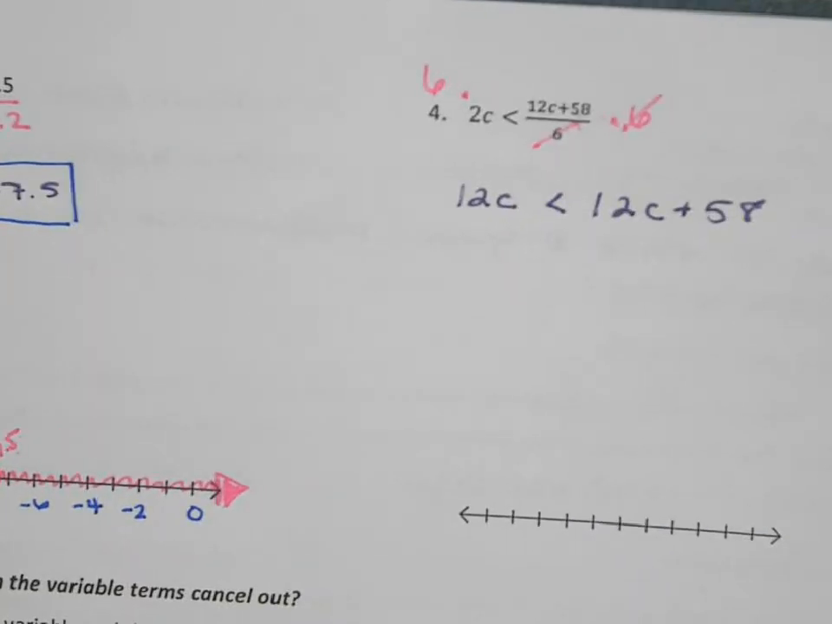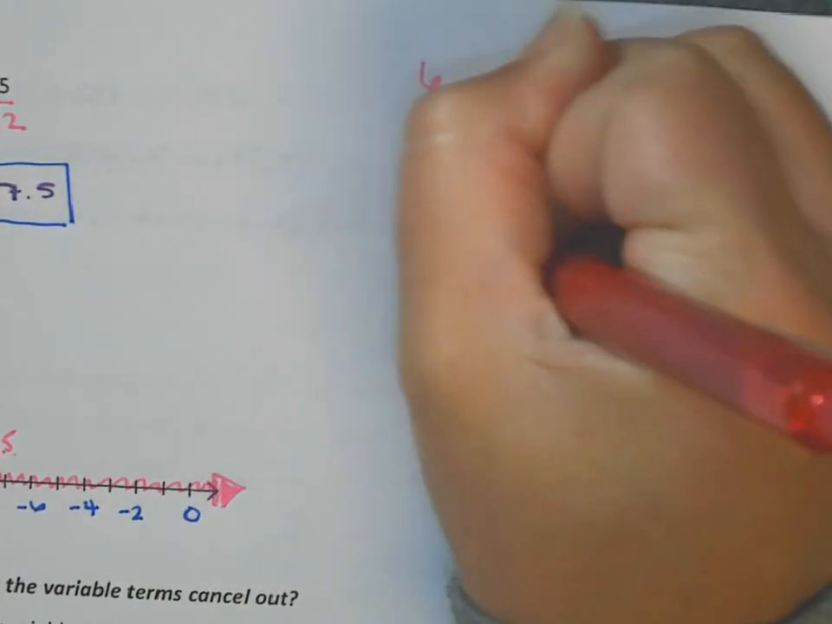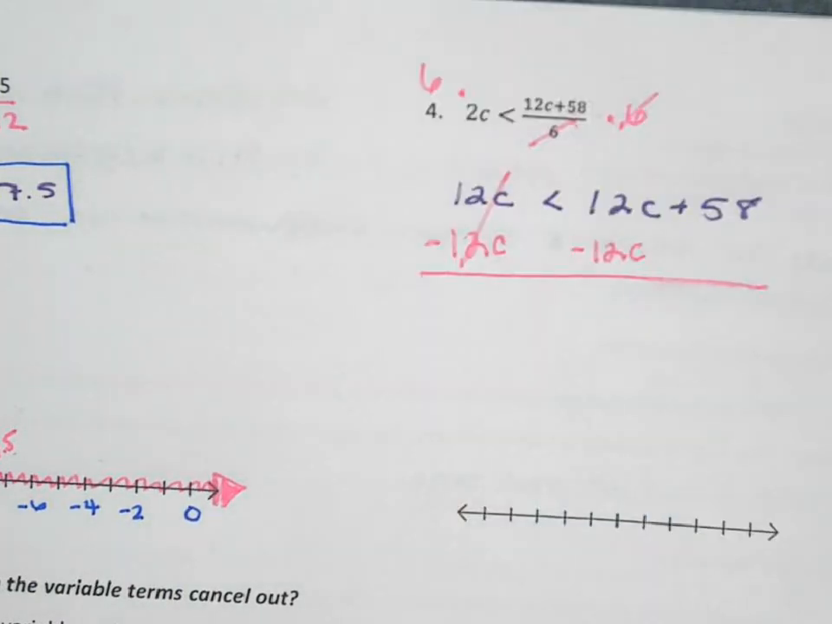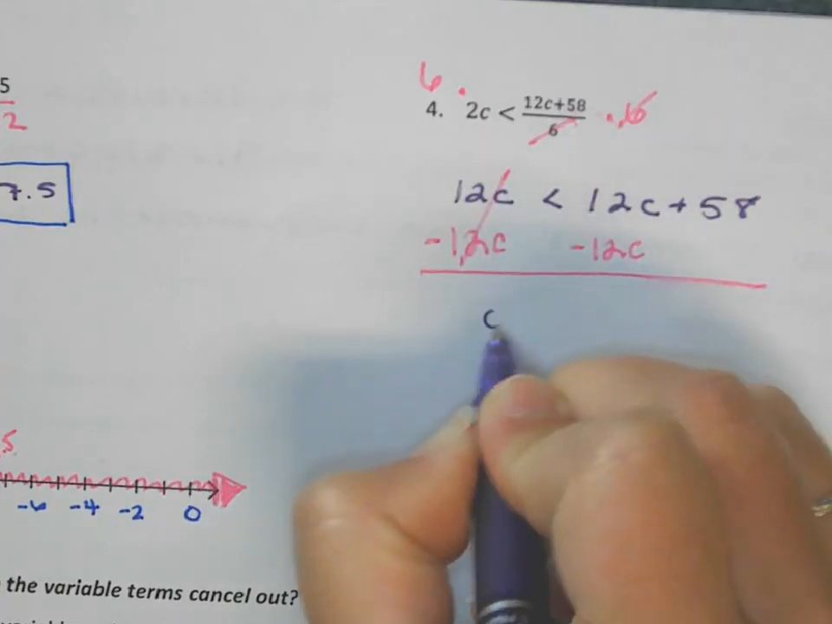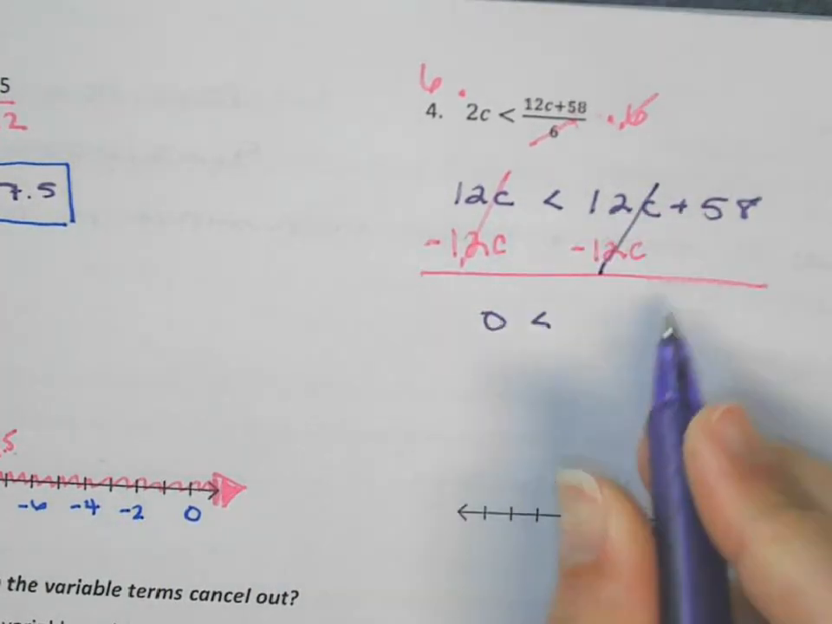Are you with me so far? Okay, well, what can we do next? Subtract 12c. Well, shoot. This is weird. 12c minus 12c on the left side, what are we left with? What are we left with on the right side then? Not 0. 58.